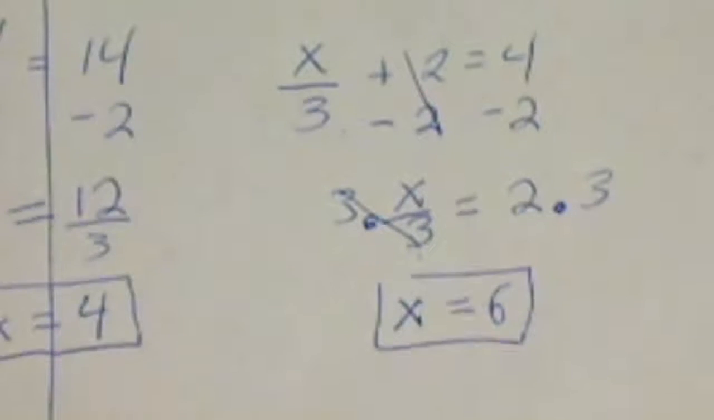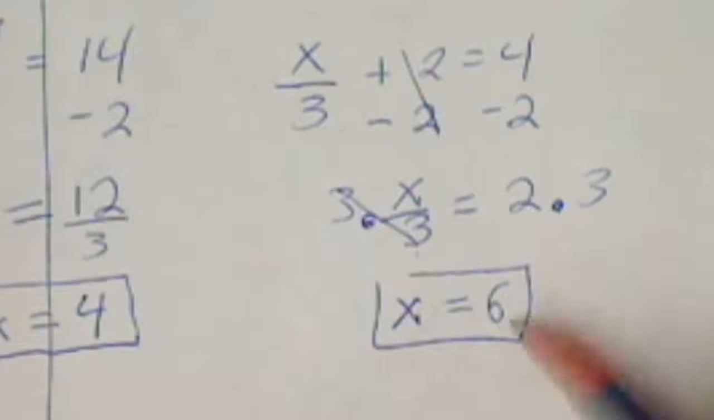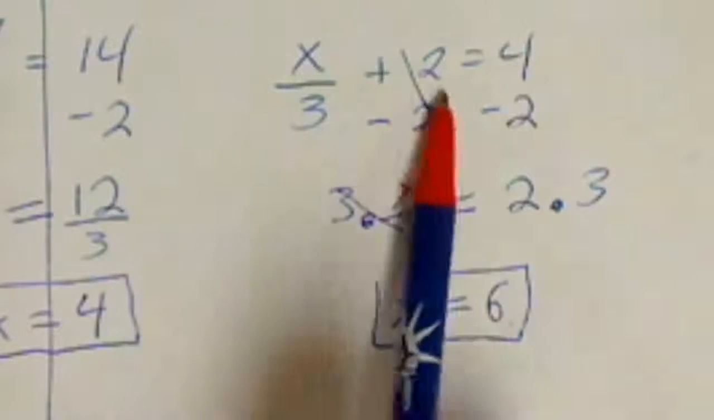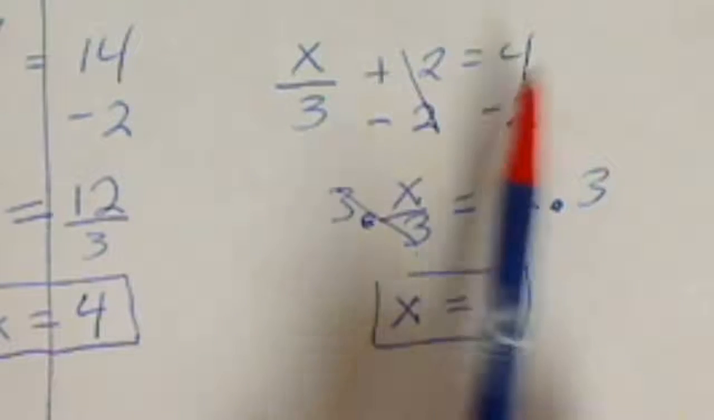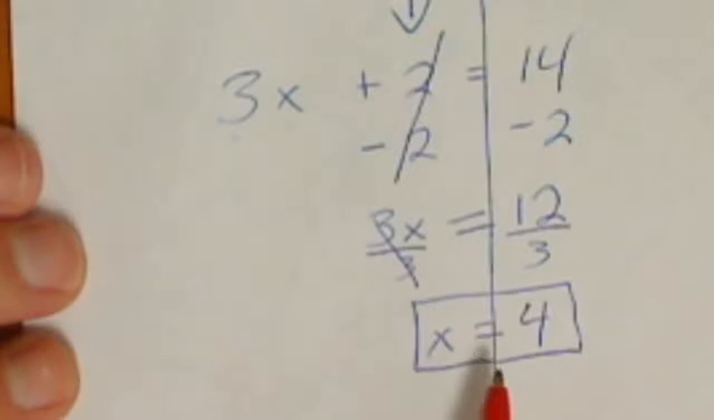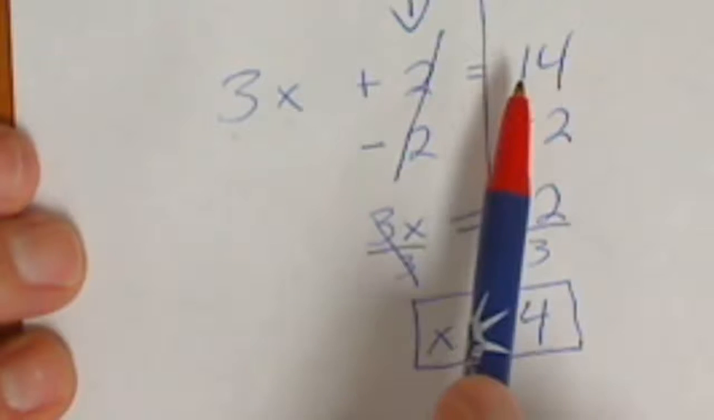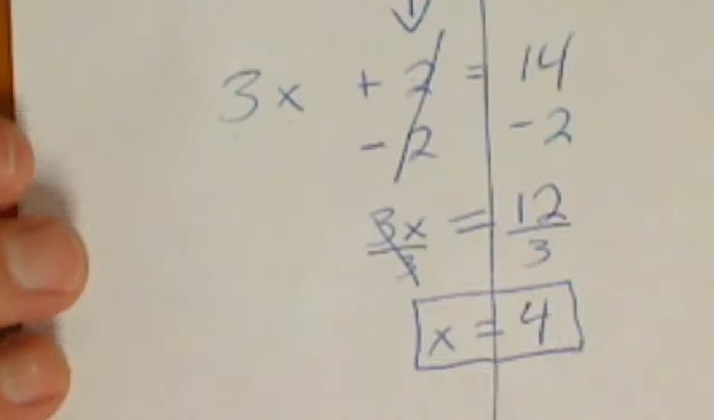Remember that you can always check your work. If you say x is 6, plug it in. If x is 6, 6 divided by 3 is 2. 2 plus 2, is that 4? Yes, it is. So your answer is right. Over here, we said x was 4. Well, 3 times 4 is 12. 12 plus 2 is 14. So your work's right.